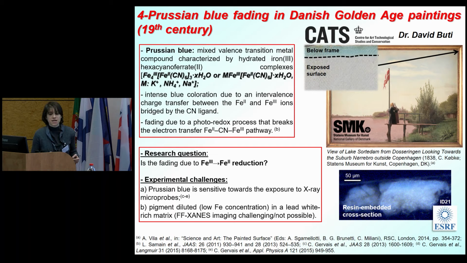And we could not use, for example, full XANES imaging spectroscopy, because the pigment is very diluted, so we have a very low iron concentration in a lead white matrix. So we have a situation very similar to the chrome yellow sample that I showed you before. So we went to ID21.